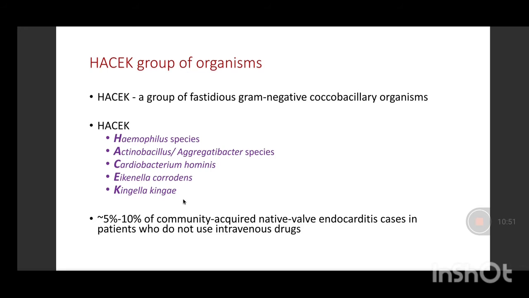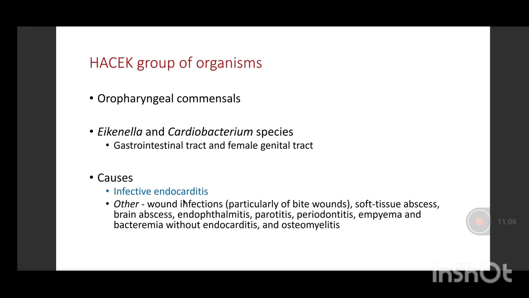So 5 to 10% of community acquired native valve, that is natural valve, endocarditis cases in patients who do not use IV drugs are caused by this particular group of organisms. These are again oropharyngeal commensals, where Eikenella and Cardiobacterium are also isolated from the GI tract and female genital tract. Although they commonly cause infective endocarditis, they are also associated with other localized infections, from wound infection to soft tissue abscesses to organ-specific infections.